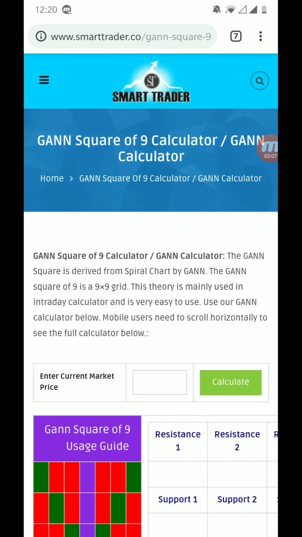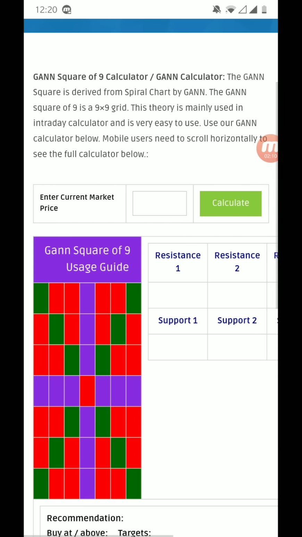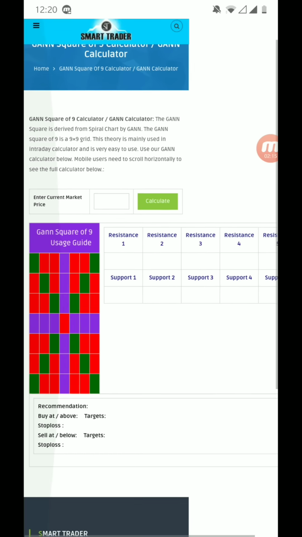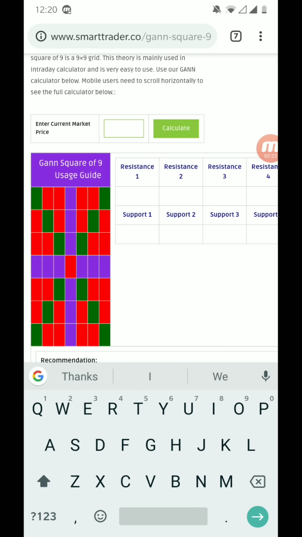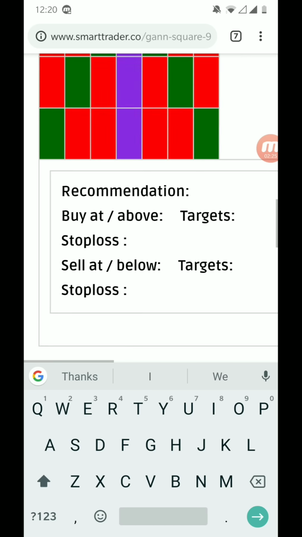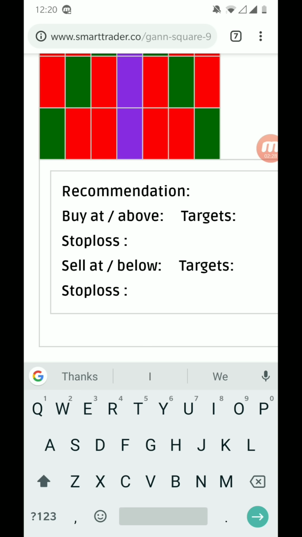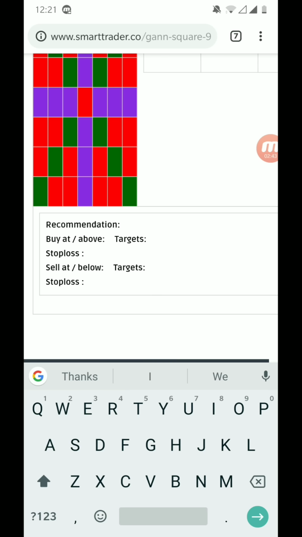So this is the GAN square calculator, which you would have seen most of this. Now we Smart Trader family also have this. It's a simple calculator, everyone can use this. You have to just put the current value over here. If you enter the current market price, it will calculate all the resistance and all the support. Based on that, it will give you buy at and above levels and sell at levels. So if you are confused in a particular stock or in a trending stock, when should I enter a trending stock, or when should I exit a top gainer or top loser, based on the strategy you pick the stock, when to enter, when to exit. Those are the things which will confuse you.